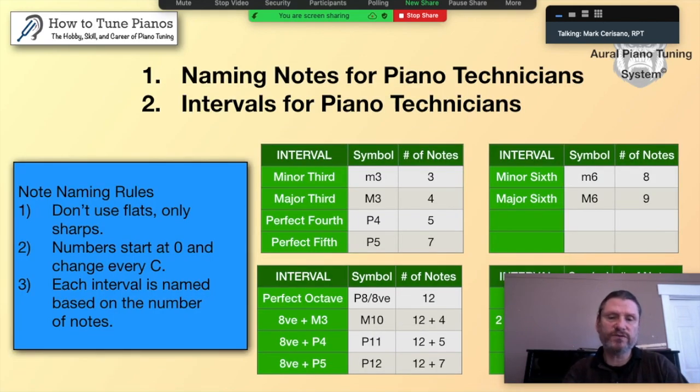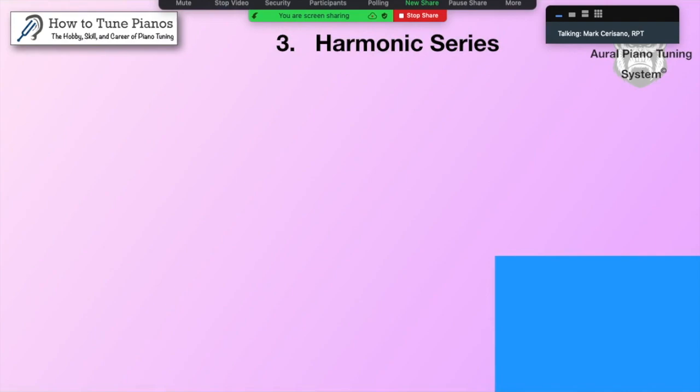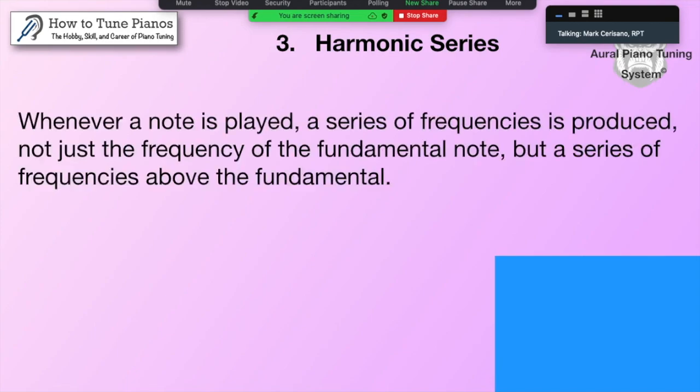So I'm going to put all of these slides into a PDF, and you'll get a copy of these, and this will be one of them that you might find useful. All the different intervals and the number of notes and semitones they are. So the next thing, before we do that, are there any questions about naming notes or intervals? No. All right. So the harmonic series.